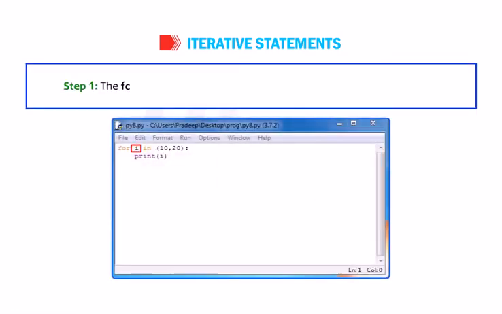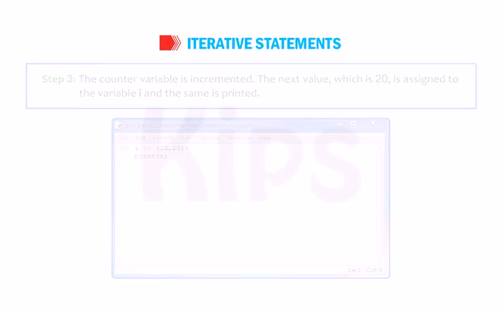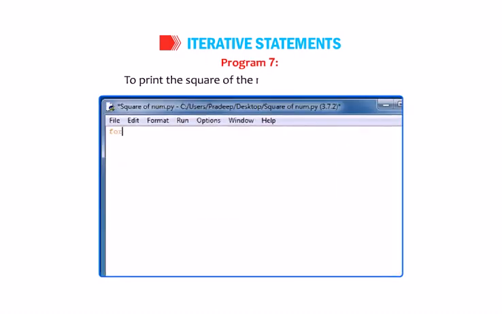Step 1. The for loop executes. The initial value 10 is assigned to the variable I. Step 2. The value of I, that is 10, is printed. Step 3. The counter variable is incremented. The next value, which is 20, is assigned to the variable I and the same is printed. Now let us see how the range function works in a for loop. Program 7. To print the square of the numbers given in range.